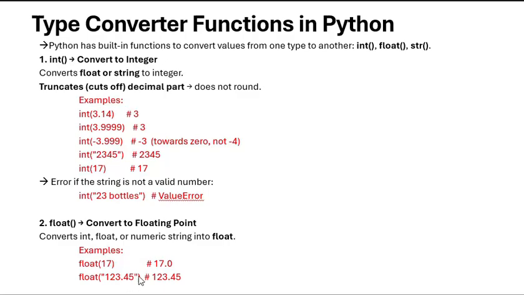See, 123.45. You can observe here the double quotation marks. It will convert to 123.45, which is a floating point number. You can convert from one data type to another data type very easily.